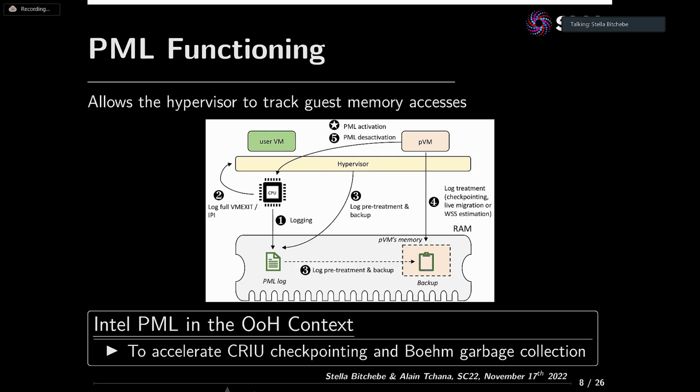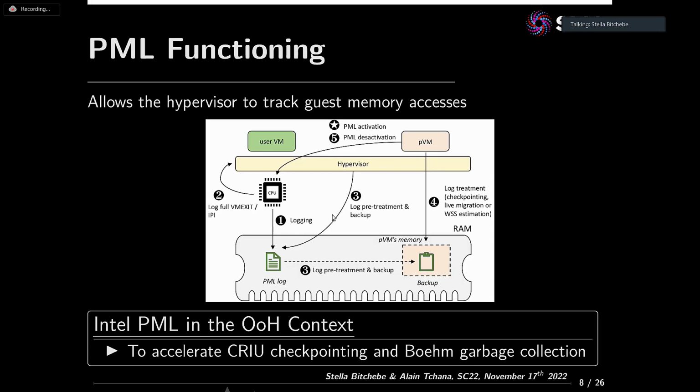So how it works: when a virtual machine runs, the processor will log all the guest physical addresses of the pages that the VM modifies to an in-memory region called the PML buffer. When this buffer is full, meaning when the processor has already logged 512 addresses, it triggers a VM exit, and the hypervisor copies the content of this log to a backup memory, also in the RAM, and resets the log so that the processor can restart logging.